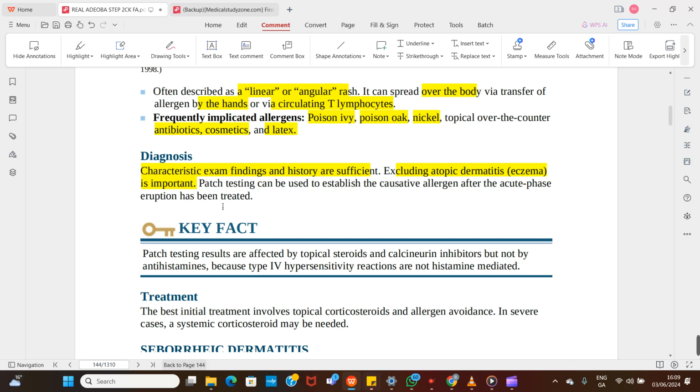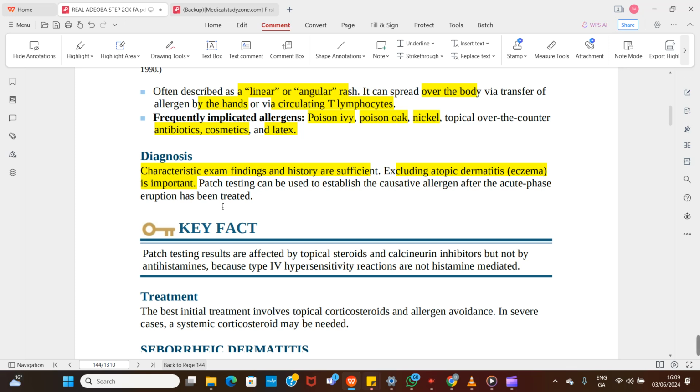But one thing about the patch testing is that you are just applying a patch that contains the common allergens that can trigger this contact dermatitis. So they apply the patch to the skin, and after about 48 hours, you check for induration or evidence of inflammation, maybe bumpy lesions or redness, so that you can pinpoint the specific allergic agent that is causing that contact dermatitis.